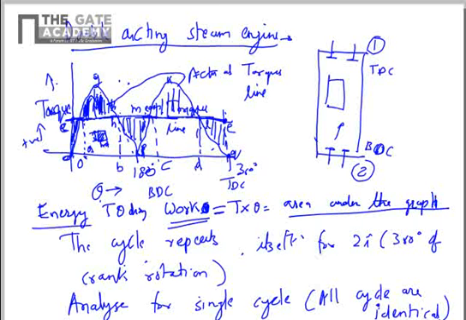Now we will analyze the various portions of the cycle in the T-theta graph, and what the different kinds of energies are. Here you can see that energy is above the mean torque line. Here it is below the mean torque line. So what does this mean? This will be covered in the next video.